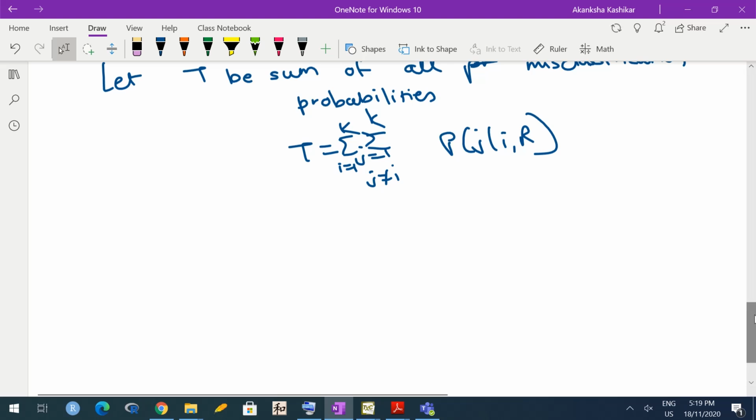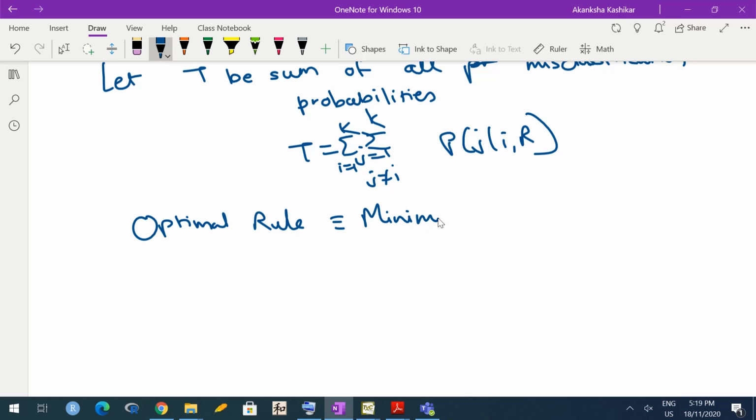Is it okay? Now ideally an optimal rule would be the one which minimizes T. So the optimal rule would actually be obtained by minimizing T. Am I right? Misclassification should be least, so T should be minimum. So let us try to represent T in some other format to see if we can find the optimal rule.